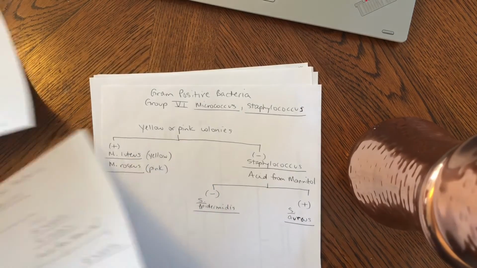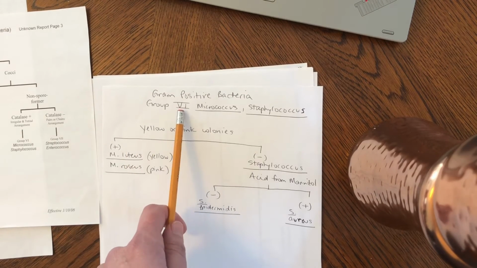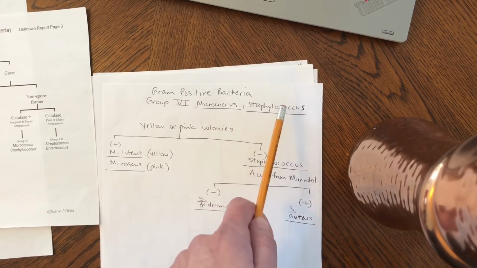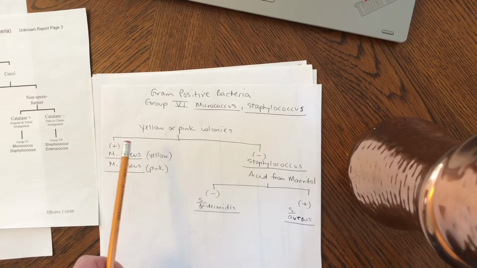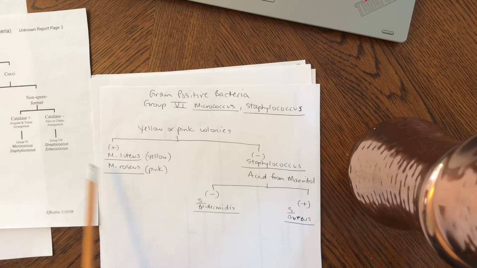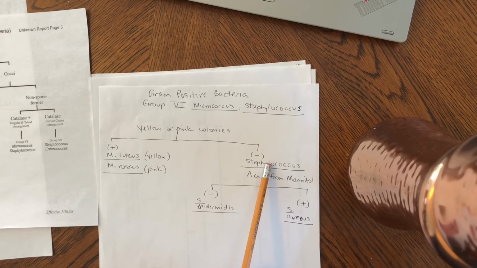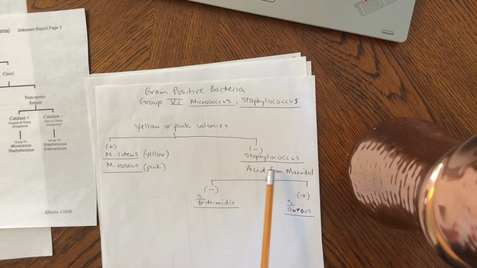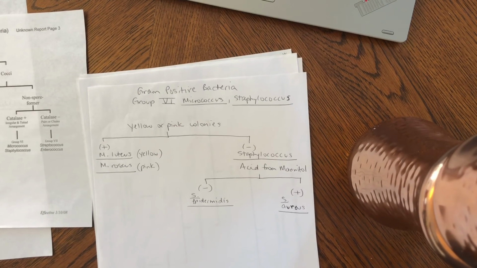If you ended up as a gram-positive cocci, you're going to end up in group 6, so it's going to be either Micrococcus or Staphylococcus, and then here we have to talk about the color of the colonies. If your colonies were yellow or pink, which I would have told you, you would be either Micrococcus luteus or roseus. If your colonies were white or cream, and I would have told you that, then you probably would have ended up in the Staphylococcus group. Then you have to look at your acid from mannitol, and if positive, you have Staph aureus, and if negative, Staph epidermidis, and that's all you have to do.